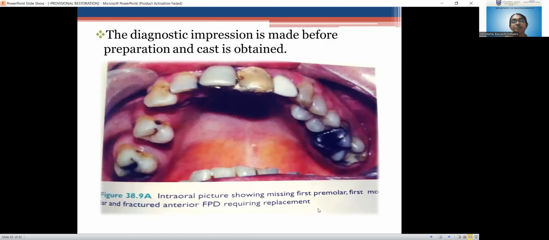So let's see the figure. First, the diagnostic impression is made before the tooth preparation, and the cast is to be prepared. So this is our intraoral picture. We have to make the temporary for this restoration. In this case, we are planning a full mouth rehabilitation. That means we are planning to prepare all the teeth in the upper arch. So you have to make a temporary for all the teeth. So this is the intraoral picture.